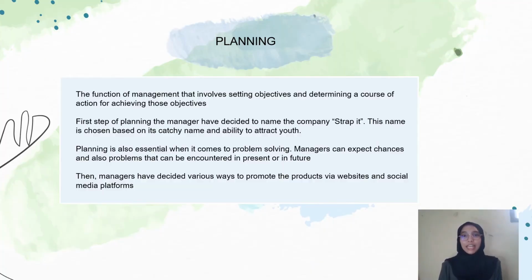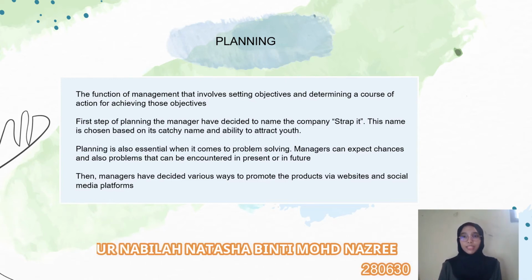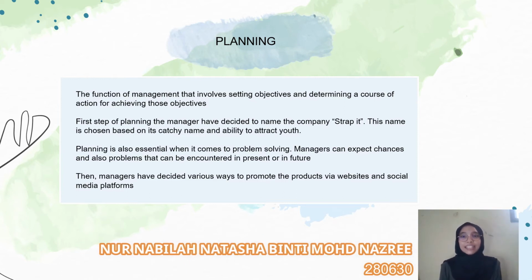Planning is the first and utmost important part in management function. Without planning, there is no organizing, no leading, and no controlling to be done. Planning is the function of management that involves setting objectives and determining a course of action for achieving those objectives. Why is planning important? One reason is planning helps the organization to provide a better way to conduct business. Managers can set their goals and develop a strategy that could help them speed up the process.